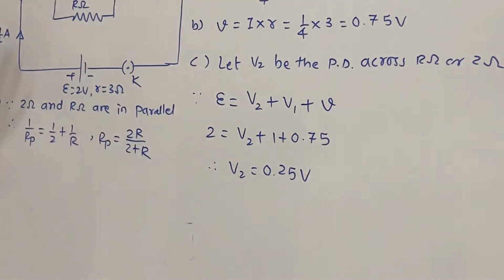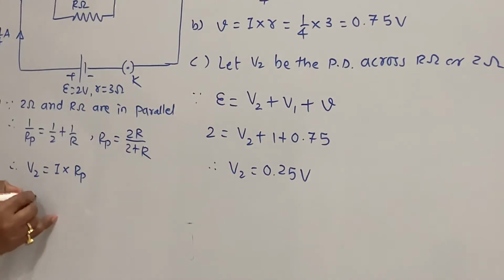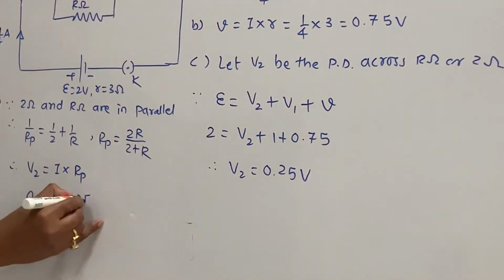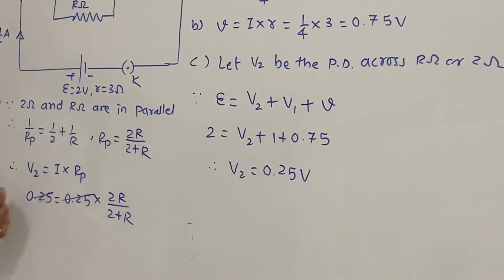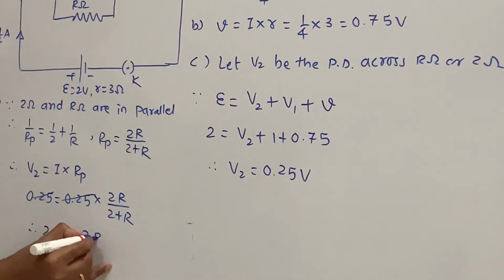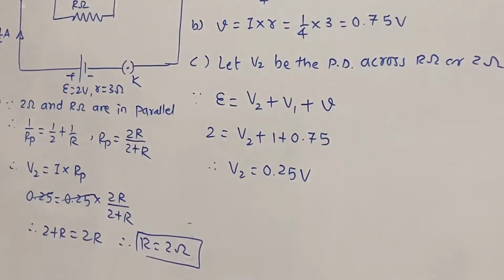Now we have already taken V2 be the potential difference across this. Therefore, V2 is equal to I into Rp. So what is the value of V2? 0.25. Rp will be 2R upon 2 plus R. This 0.25 cancels. So this is 2 plus R is equal to 2R. Therefore, R is equal to 2 ohm. Resistance will be of 2 ohm. Right? Now this is a very important sum. Just check this part properly.